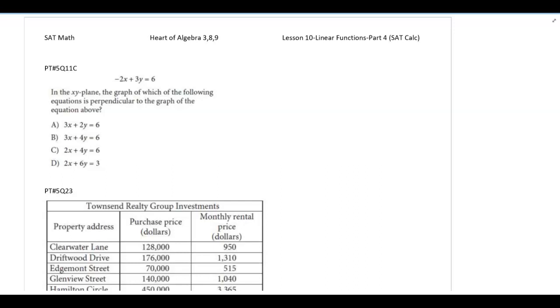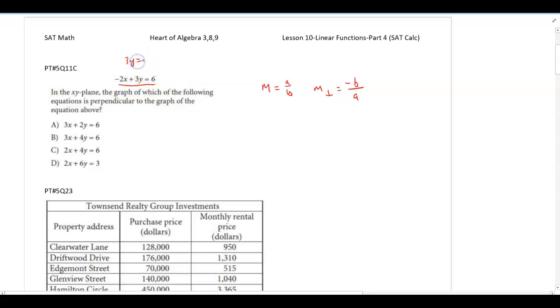it says in the xy plane, the graph of which of the following equations is perpendicular to the graph of the equations above. Well, number one, with perpendicular lines, you need to know that if you're given a line and it has a slope of a over b, the slope of the line perpendicular would be the opposite reciprocal, meaning if that's positive, this is negative b over a. So it's very important to know that perpendicular lines have slopes that are opposite, meaning sign flips, and reciprocals of each other.